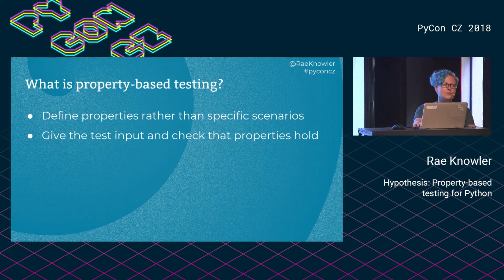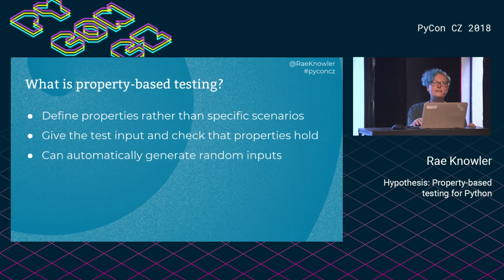And when you run property-based tests, you give the test input, and you just check that for the input you give it, the properties you want to test hold. You can also, this isn't strictly part of property-based testing, but it's often done, automatically generate random inputs for your tests. And this is what we're going to be looking at for the rest of this talk.